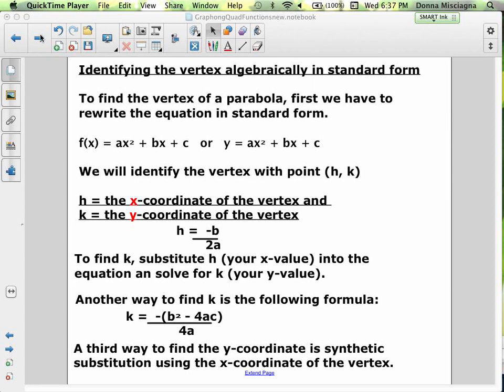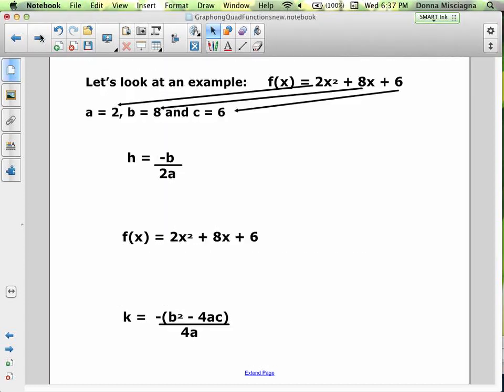All right, so let's take a look at this equation. So we have f of x equals 2x squared plus 8x plus 6. So our a is 2, our b is 8, and our c is 6. Right? So to find the x-coordinate, I do need to use the formula h is equal to negative b divided by 2a. And then we'll simplify as much as possible. So our h is going to be negative 8. I just take the opposite of 8. And then I'm going to divide by 2 times 2.